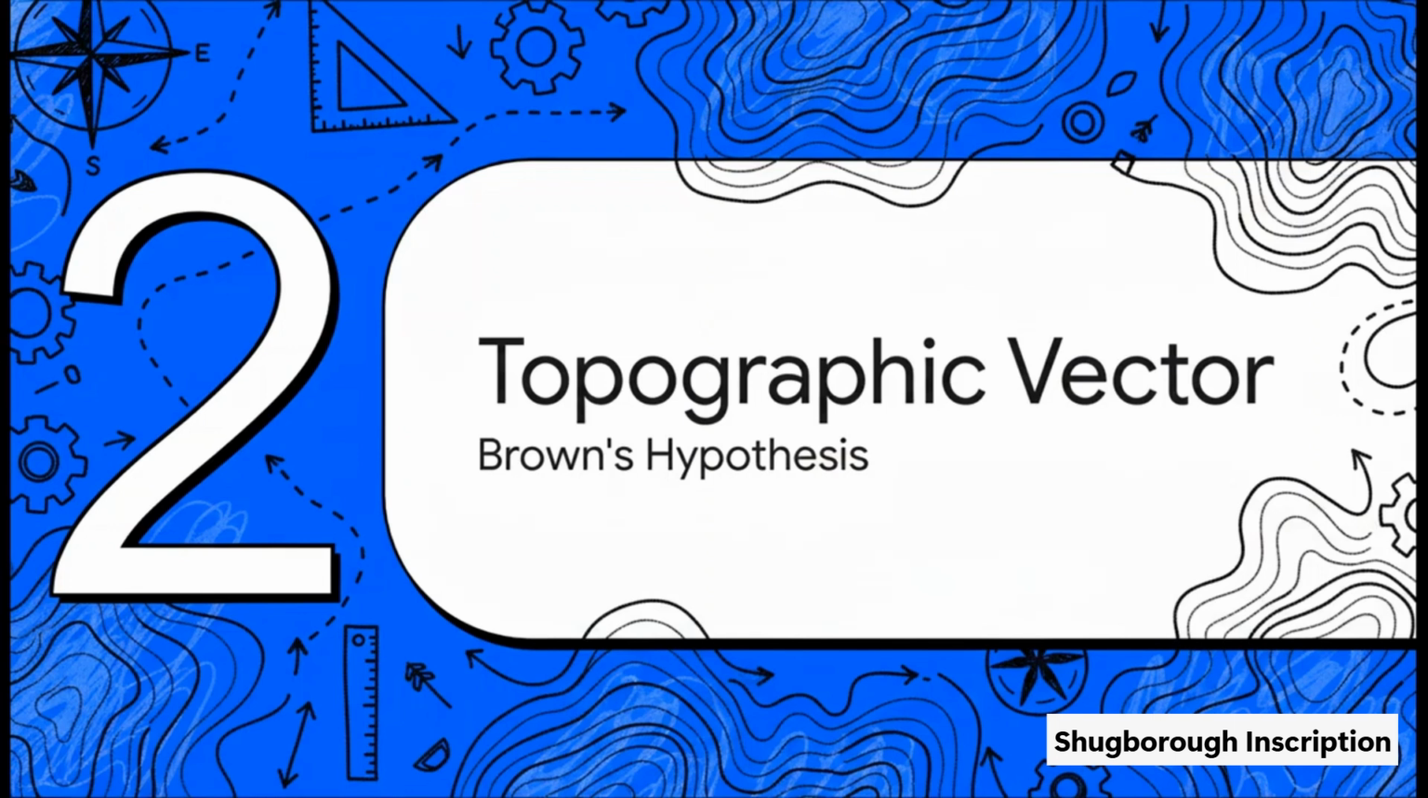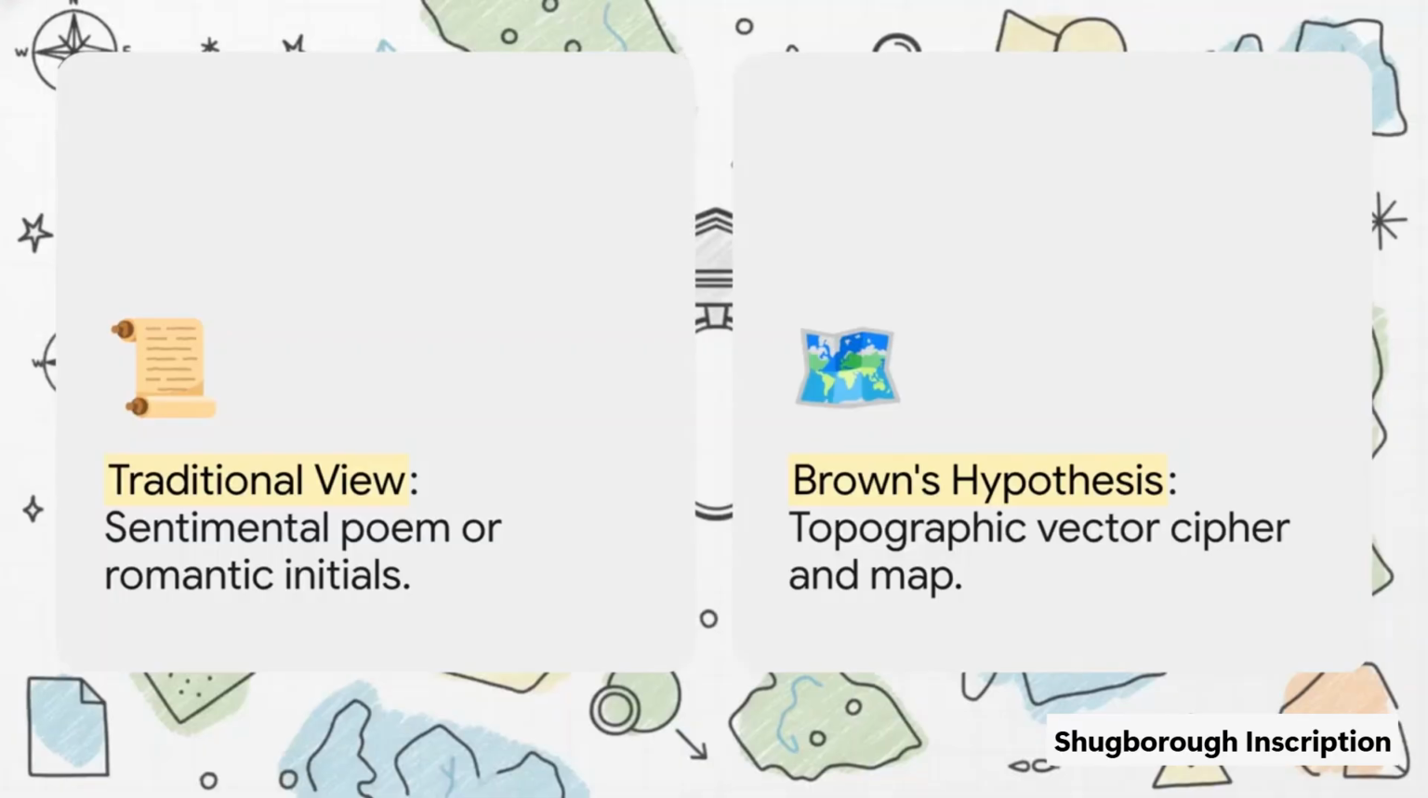Moving on to Section 2, Brown's topographic vector hypothesis. What if this isn't a poem at all? What if we've literally been looking at it completely wrong for over 200 years? Kevin L. Brown proposes a massive shift in how we think about this. Instead of a poem, he suggests we treat these letters as a practical map overlay designed to actually navigate the physical estate. He calls it a topographic vector cipher.